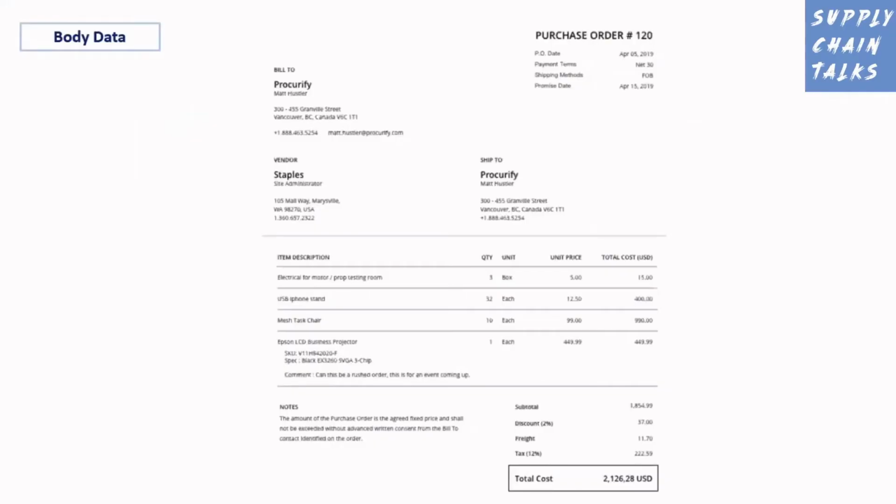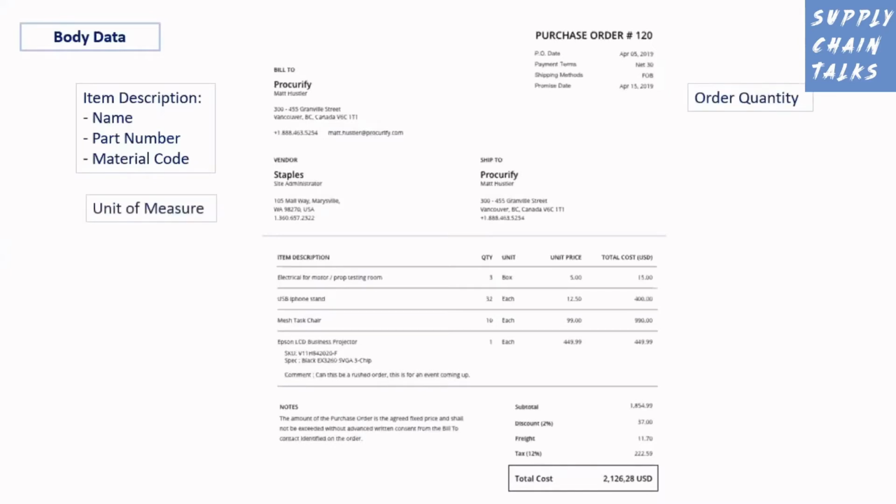In the body, the name of the material or service being acquired should be clearly mentioned. If there is a vendor part number, that should also be mentioned. The buyer material code or system code should be clearly mentioned. The ordered quantity should be there. Unit of measure should also be mentioned.